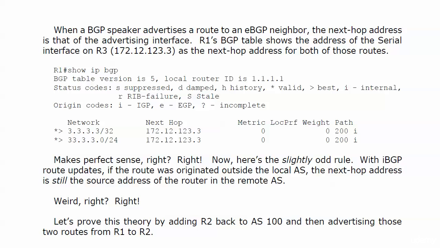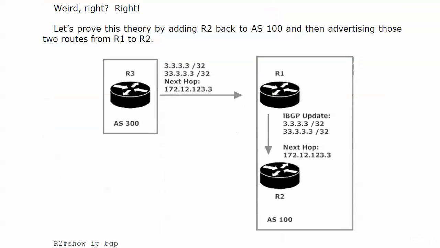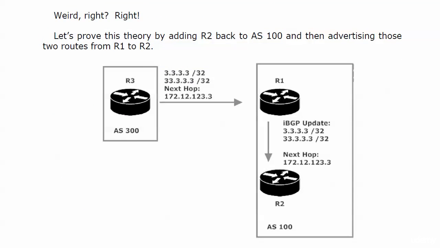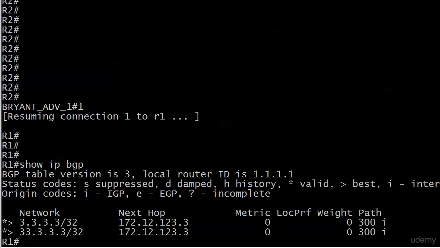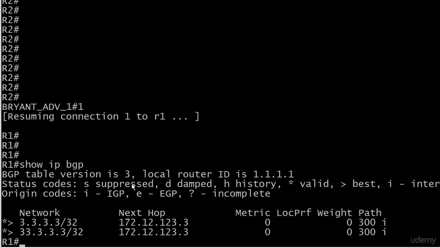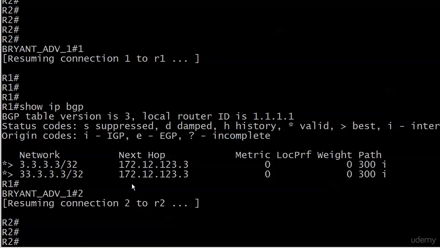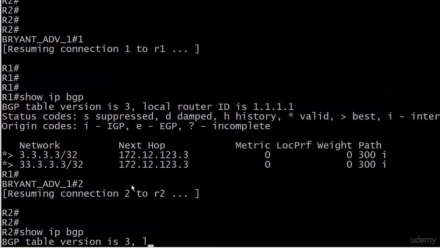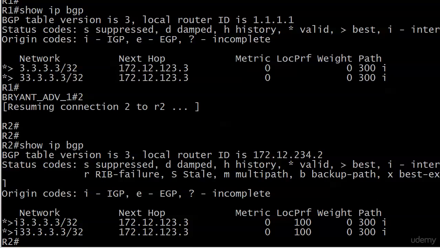Now, we're going to prove that theory by going down and checking Router 2, because I still kept the adjacency between Routers 1 and 2 in AS 100, and right now Router 1 is sending an iBGP update. So the next hop should be 123.3. Let's try and bring that interface up and keep it there this time. There we go. And show IP BGP on Router 2. And there it is, 123.3.